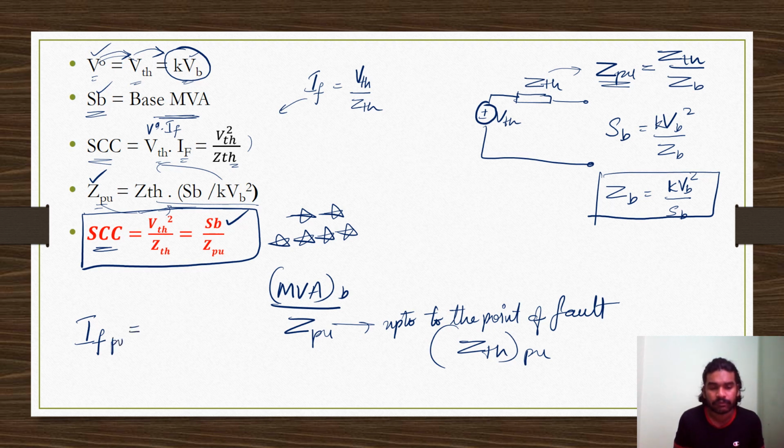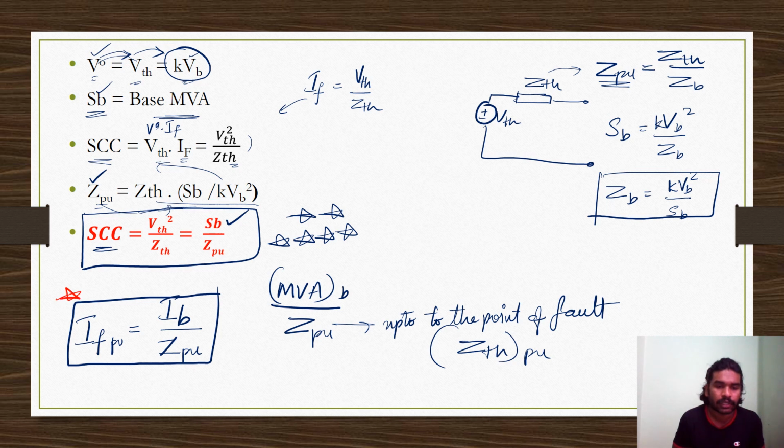that will also be equal to the base current of the system divided by Z per unit up to that point. This is also very important. Please keep in mind. There's nothing different between them. They are more or less alike.